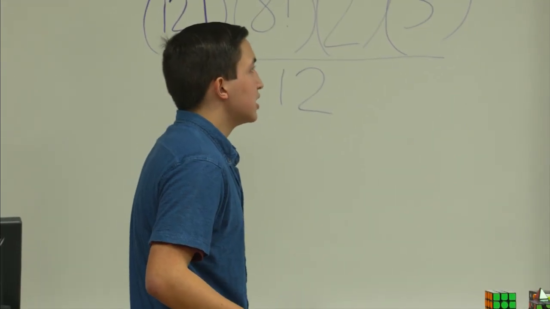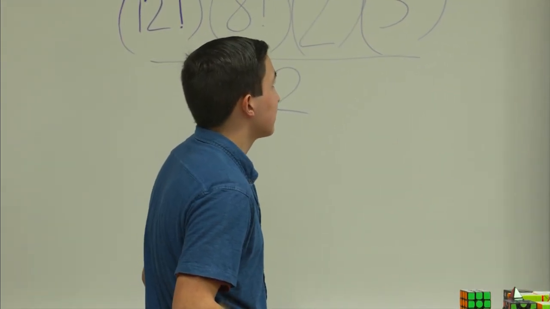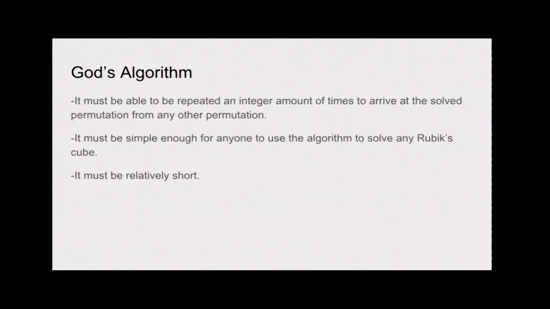But I'm not quite satisfied yet, so let's go back to the definition and change it up a little bit. Let's take out the integer part. So this can be repeated any amount of times to arrive at the solved permutation from any other permutation. And it still has to be simple and relatively short. Basically now we're saying you can cut short. If you're repeating it over and over and you see the solved state, you can end it there. You don't have to finish out the algorithm.